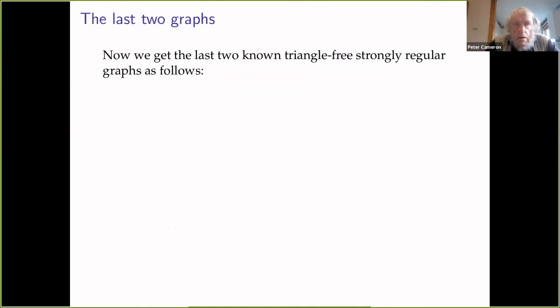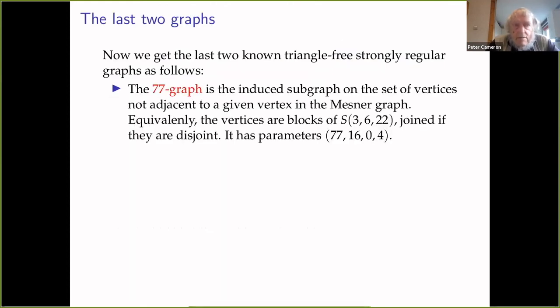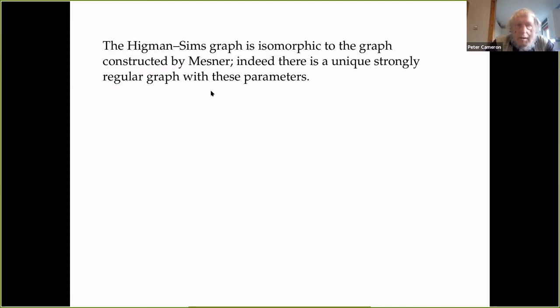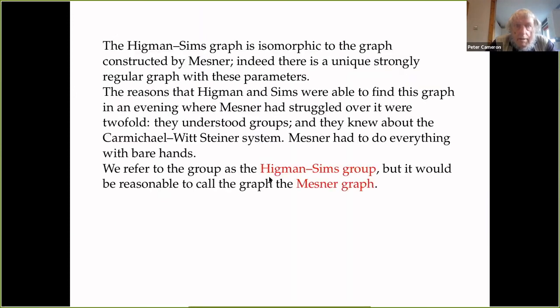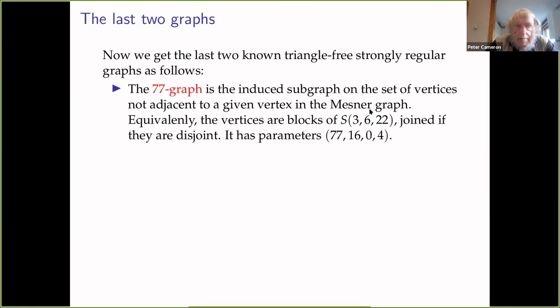And okay, so there are two more graphs. We have the 77 graph and the graph on 56. So the 77 graph, well, you can probably imagine that, because in the Higman-Sims construction, there were 77 blocks of the design, and we built a graph there by joining blocks if they're disjoint, and that is exactly the one. So the blocks of the Steiner system joined if they're disjoint, and there are its parameters. It can't contain any triangles because it's a subgraph of the Higman-Sims graph, which itself contains no triangles.